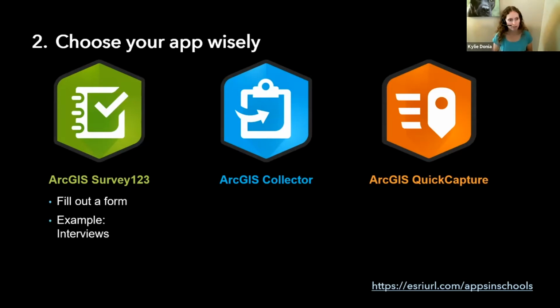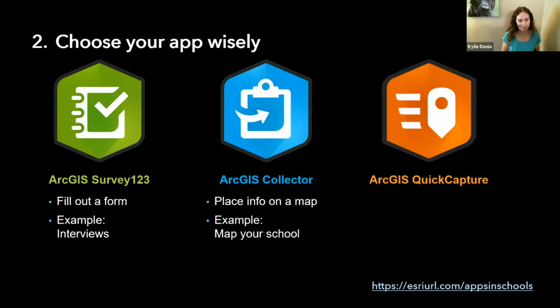But what are these? So Survey123 is about filling out a form. And this is the one that you've seen during this conference already, right? It's like Google Forms, with a map. You design a list of questions that need to be answered, and location, or a map, is just one of those questions you can include.